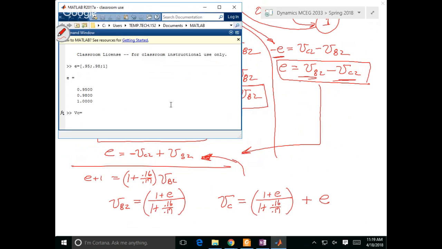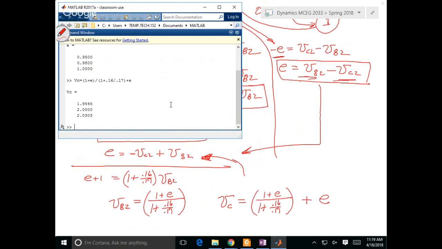VC, the cue ball, is equal to 1 plus E, and then you've got to divide that by 1 plus 0.16 divided by 0.17. Did I do that right? Plus E. So take a look at what you get here. That doesn't look right to me. Okay, that does not look right at all.